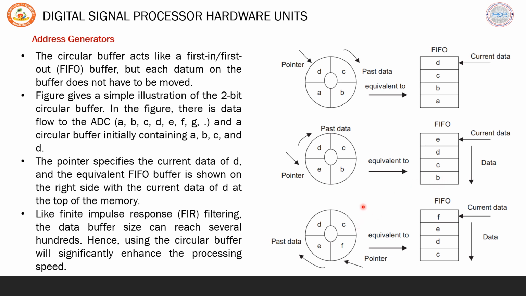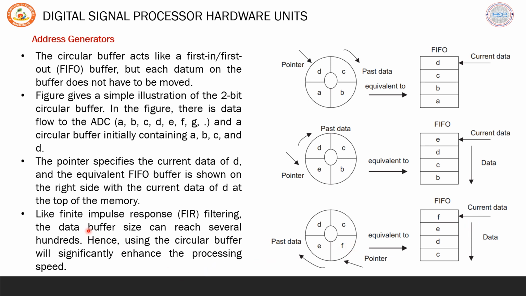Let's imagine that there is one more data arriving, named F. When F arrives, the oldest data in the queue, which is B, is overwritten and the pointer is also updated. Now the sequence is F, E, D and C. So we always observe that the newest data will be on top of this FIFO structure.